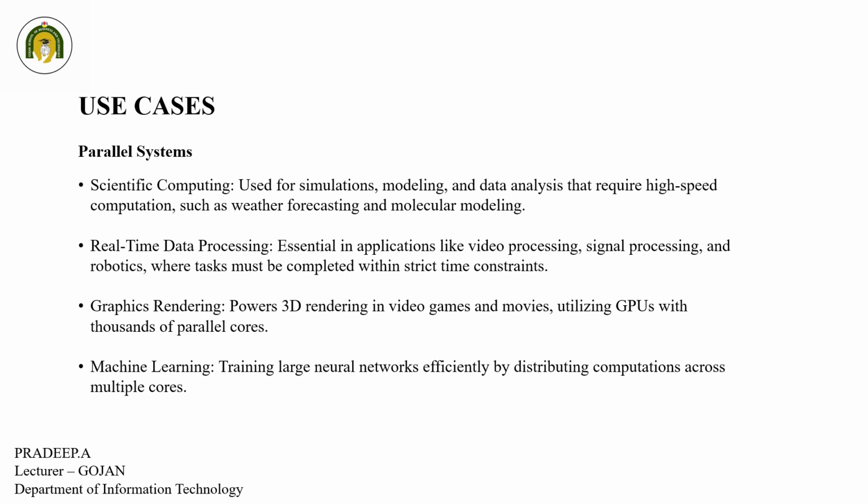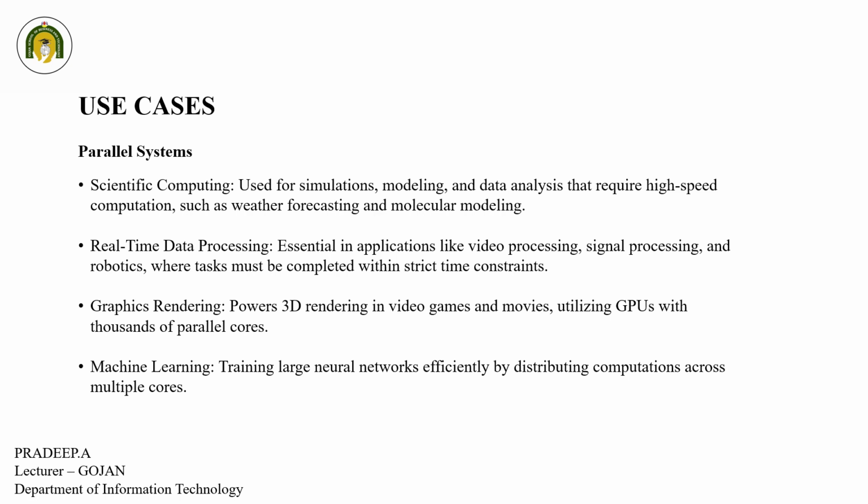These are some use cases of parallel systems: scientific computing, real-time data processing, graphical rendering, and machine learning. Scientific computing is used for simulations, modeling, and data analysis that requires high-speed computation, such as weather forecasting and molecular modeling.